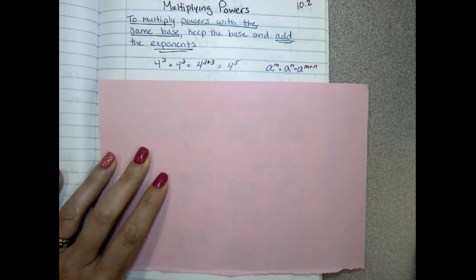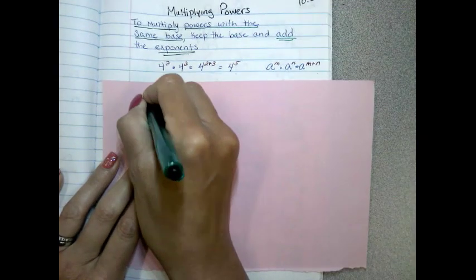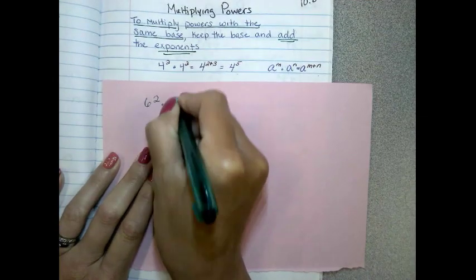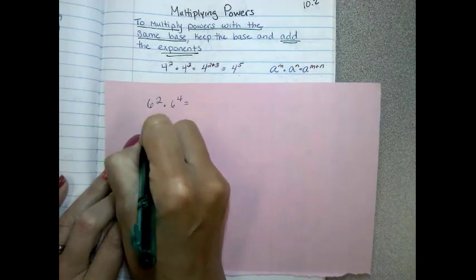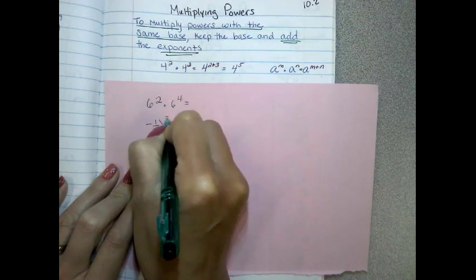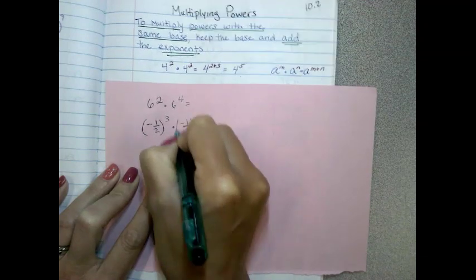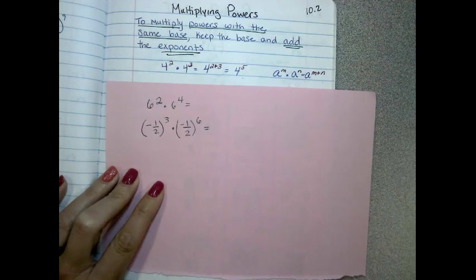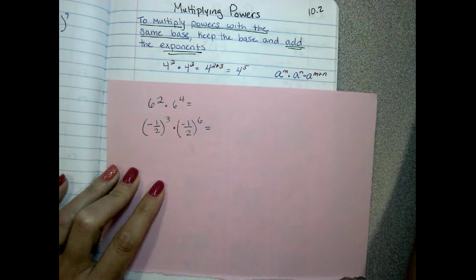On the left-hand side of your notebook, try these two examples. 6 squared times 6 to the 4th. Also, negative 1/2 to the third times negative 1/2 to the 6th. Remember the rule, keep the base and add the exponent. Pause the video and try these two examples on the left-hand side.